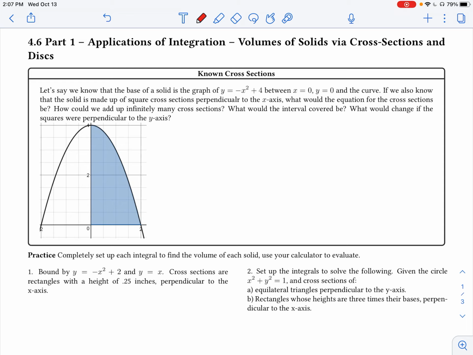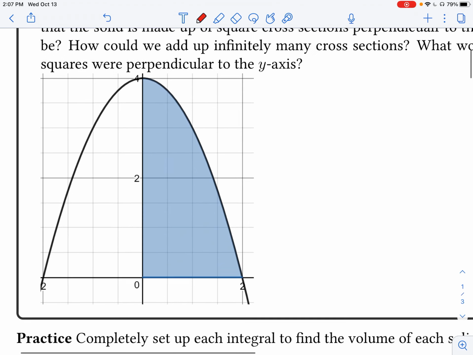So take a look at this function here, y equals negative x squared plus 4. And let's say that we have an enclosed region between that function and the lines x equals 0 and y equals 0. So what we have shaded here in blue is our enclosed region.